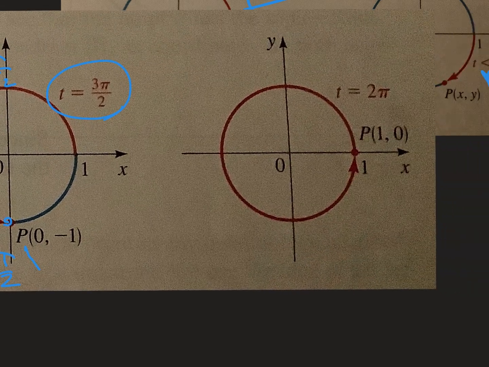And the last one, if you go all the way around the circle, you're back at 0 or at 2 pi. 2 pi is all the way around the circle, and that's the point 1, 0. So cosine would be 1 and sine would be 0.